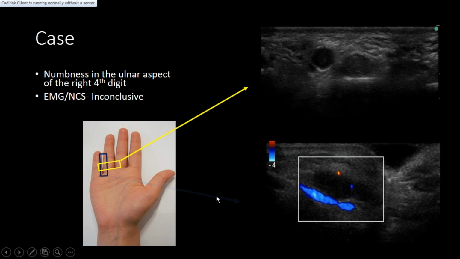In the longitudinal view at the same area, you could see there was a soft tissue mass. So this is a soft tissue mass of neural origin on the ulnar aspect of the 4th digit, and you can see the digital artery underneath the soft tissue mass, and you can see the same in the longitudinal view. So this turned out to be a neuroma after its resection and biopsy.